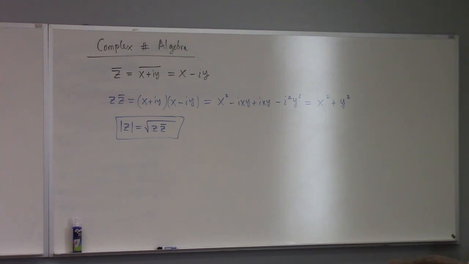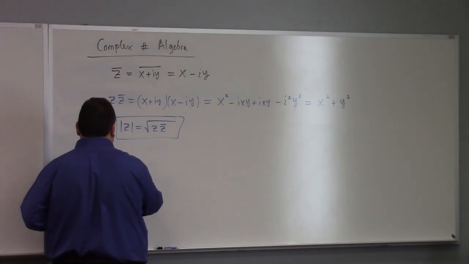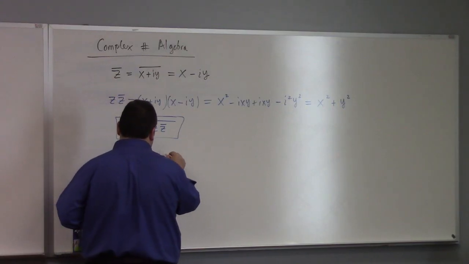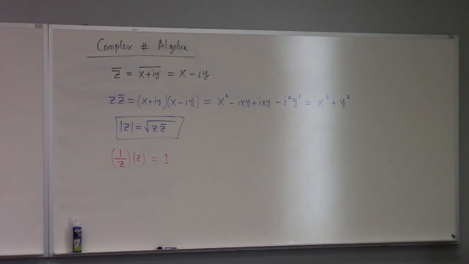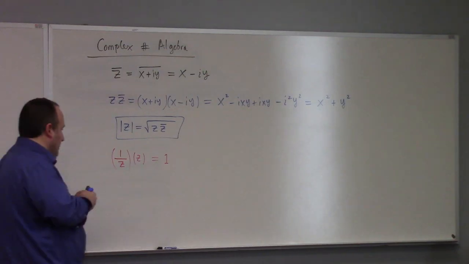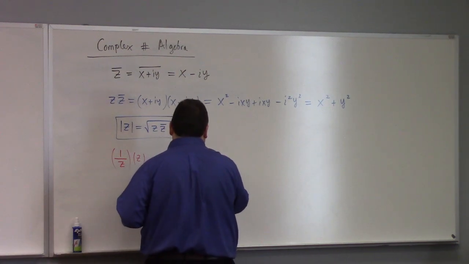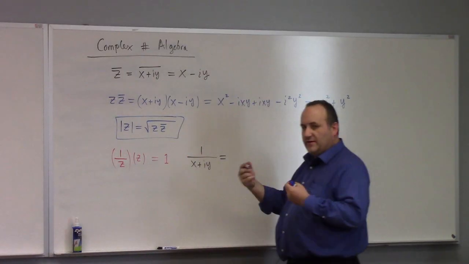When does it have a multiplicative inverse? We want what? 1 over z, whatever that means, times z should be equal to 1, right? When is that actually going to be plausible? It turns out any non-zero complex number has a multiplicative inverse. That's part of what makes complex numbers so very special. And the formula for those, if I have 1 over x plus iy, what's the formula for the inverse?